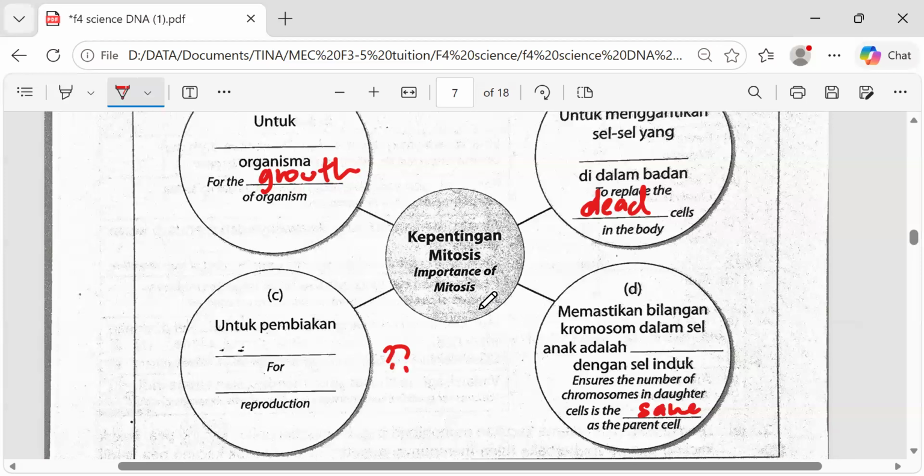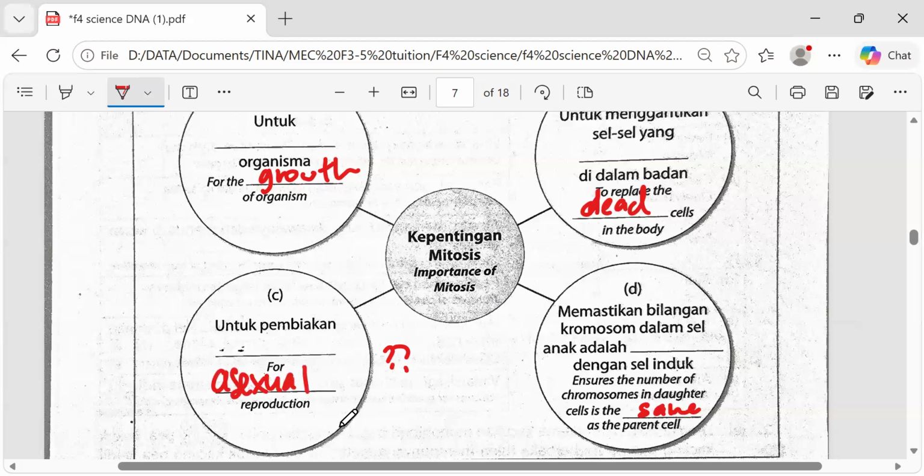Do you think bacteria will make gametes? Got sperm, got egg? No, bacteria are already so small. So what happens is bacteria grow by mitosis. One bacterium becomes two, becomes four, becomes eight, and the population just grows. That is called asexual reproduction.